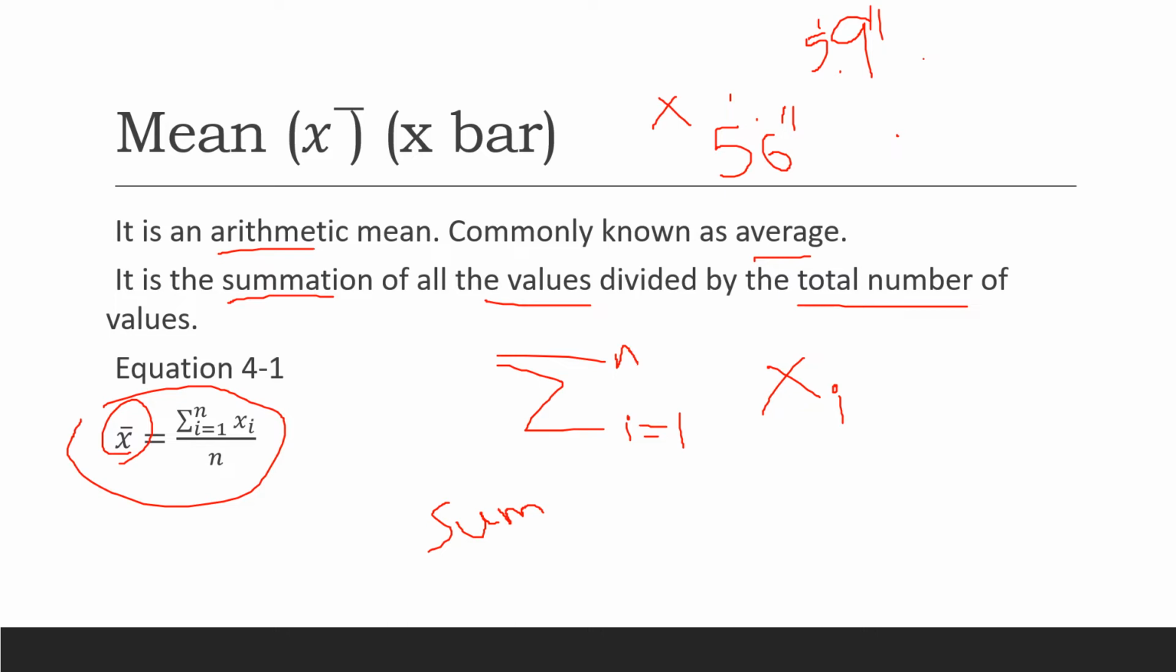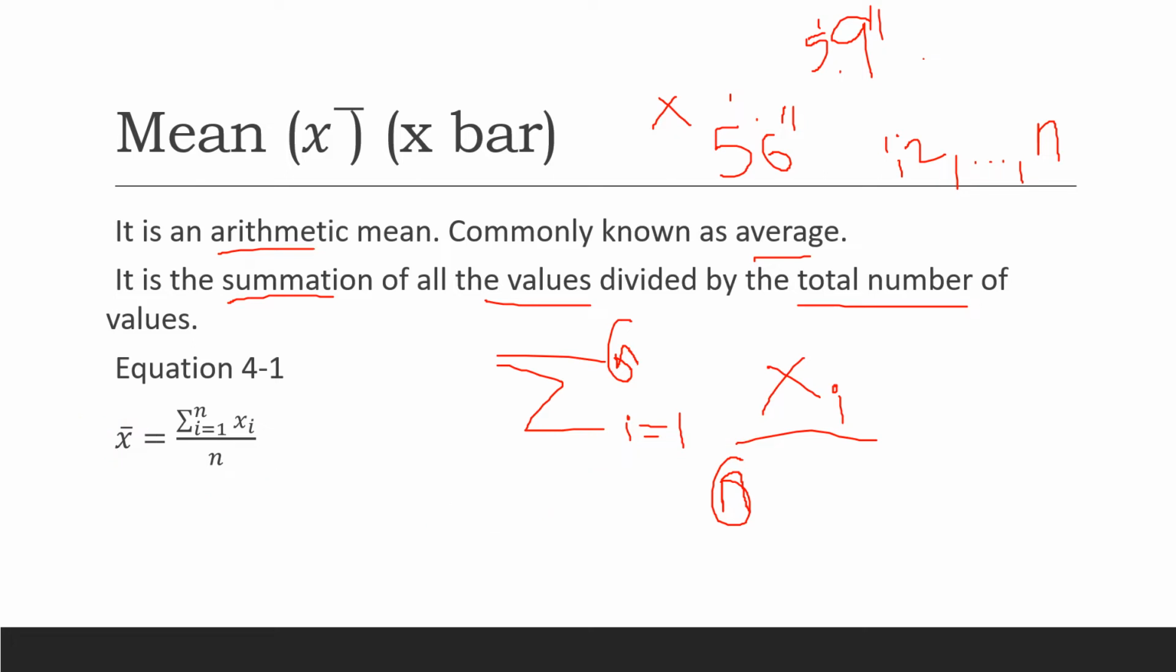Alright, so here x with little i, I have from 1 all the way to n, 1, 2, dot, dot, dot, all the way to n, the number of data, that many heights I'm studying, and divide that sum by n. So if I say I'm going to study the height of 6 students, this would have been 6, and I'll be having 6 height values in there, and you're going to line them up, add them up, and then divide by 6, and you will get your mean.